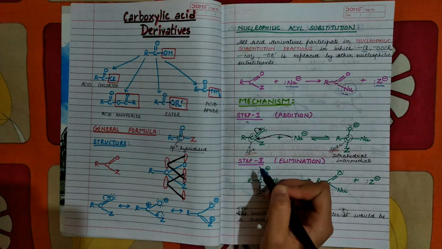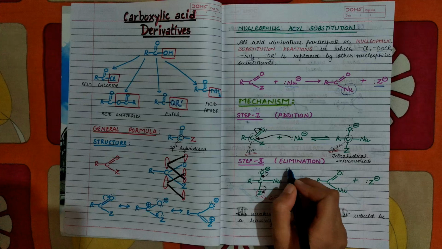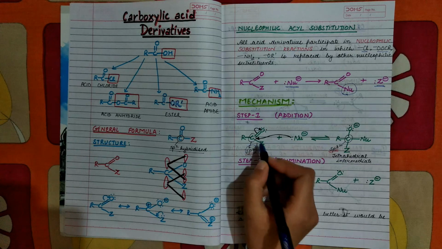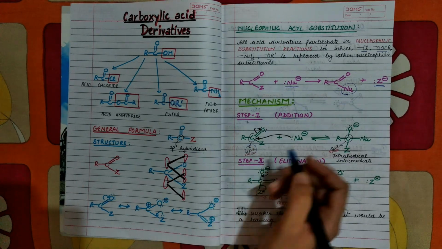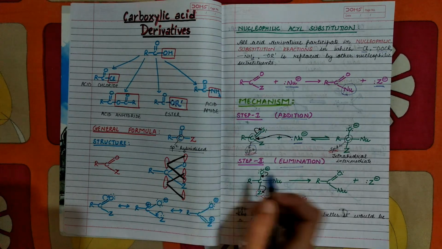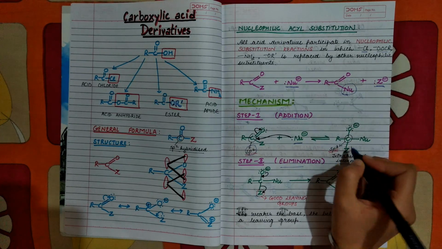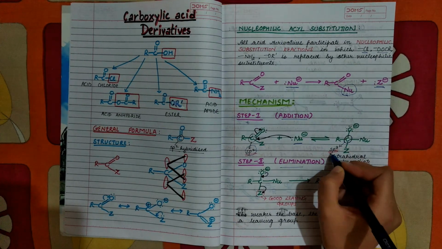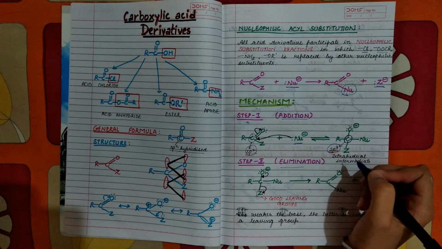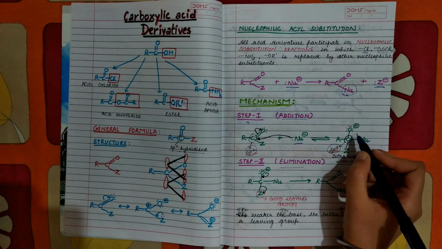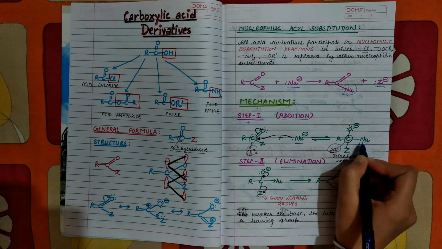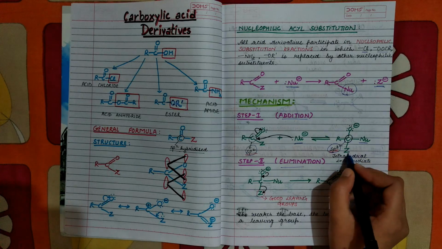It involves two steps. The first step is addition and the second step is elimination. In the first step, this carbon is sp2 hybridized and this is the Z group, this is the double bond O. The nucleophile attacks on this carbon and this double bond shifts to oxygen. This is a reversible step. Now the hybridization of the carbon becomes sp3. This is a tetrahedral intermediate because it forms a tetrahedral geometry. Here, the oxygen has attained a negative charge because the bond was shifted to oxygen, and the nucleophile gets attached to the carbon, and here is the Z group.